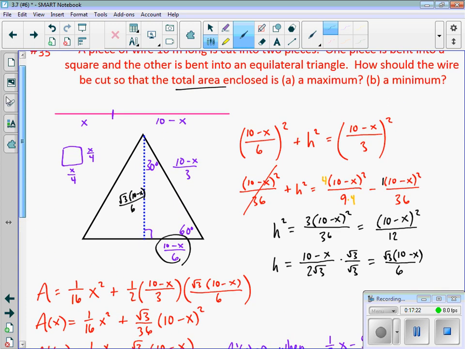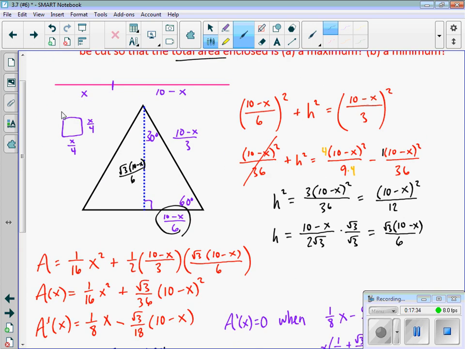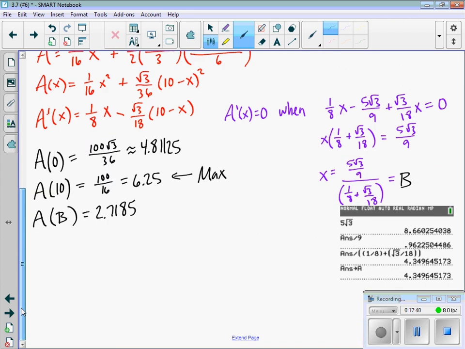So how should the wire be cut so that we have a maximum? So where's the maximum at? Here, right? So this is our maximum. If we want a maximum, we want our x to be 10. What does it mean if our x is 10? It's all used for the square. So for part A here, the max occurs when all the wire is used for the square.